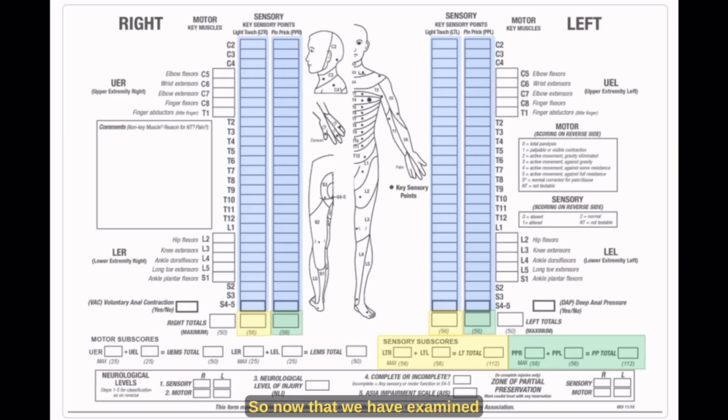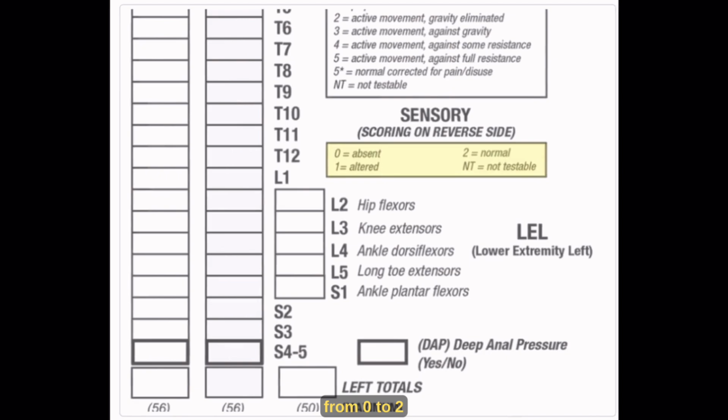So now that we have examined all the muscle functions and we have tested the sensory points on the body, now we score the sensory points and the motor functions. So first, going on to the sensory points, there are 28 points on each side for light touch as well as for pinprick. The grading system for sensory points ranges from 0 to 2. That is, 0 is absent, 1 is altered and 2 is normal.